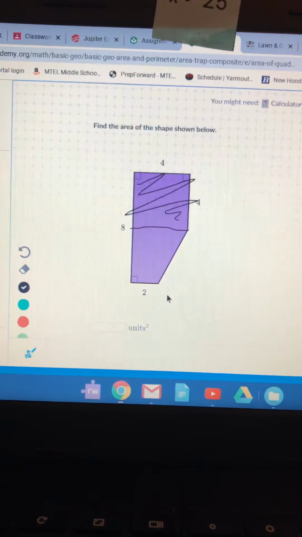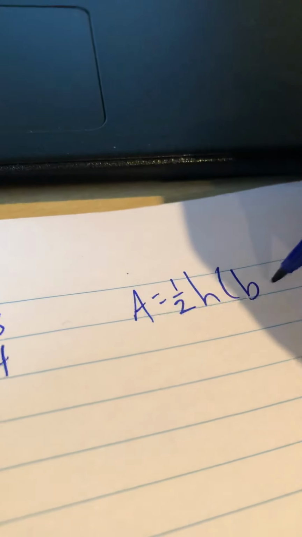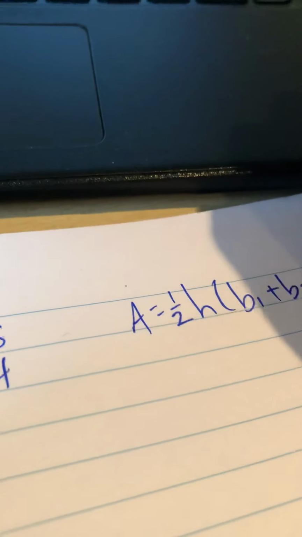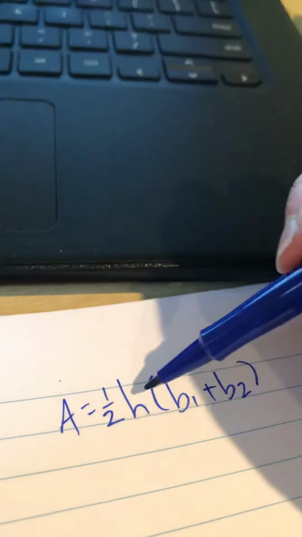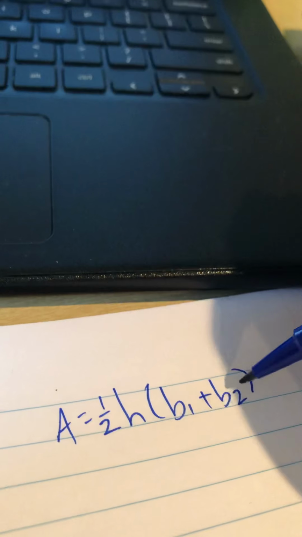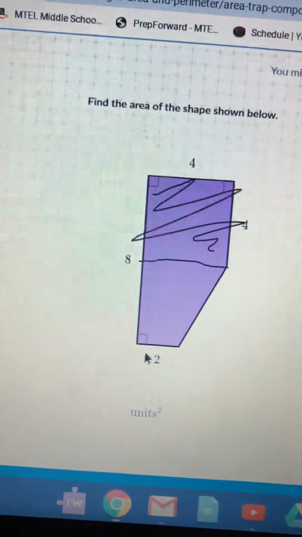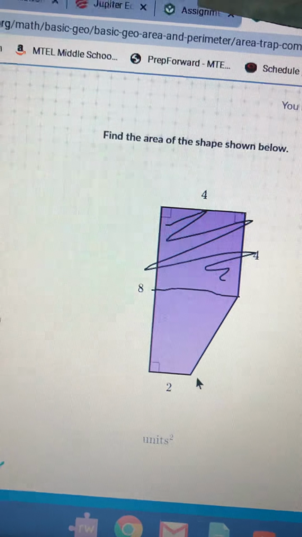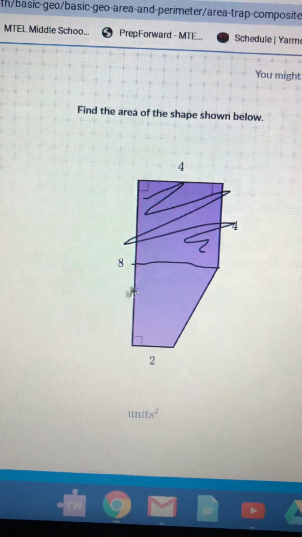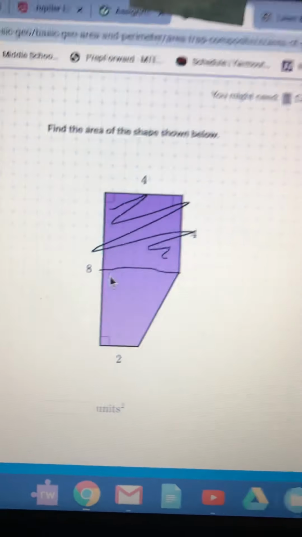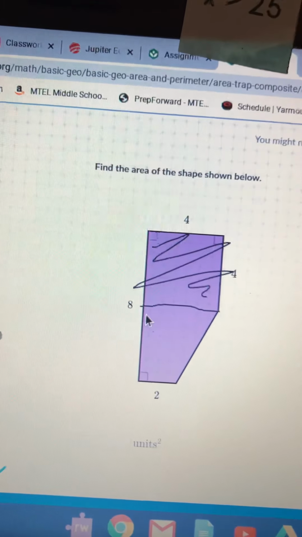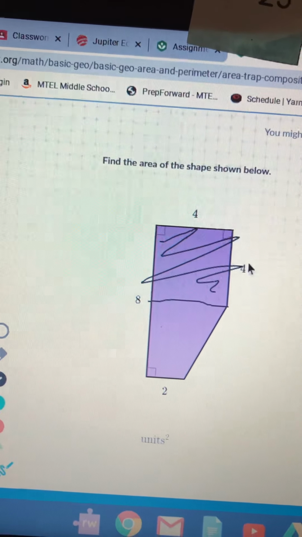All right, so area of a trapezoid formula, back on the paper. Again, I write everything down. Trapezoid formula is right here. 1/2 times the height times base 1 plus base 2. So looking back at this, I have to be careful. This is actually my base 1, that's 2. My base 2 is 4. And then a height, well, that's 4.